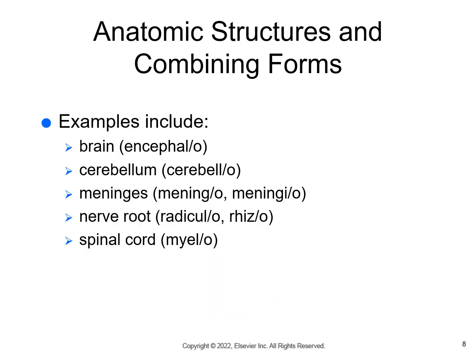Okay, some combining forms of this system include encephalo, which is brain, and cerebello, which means cerebellum. Meningio is the meninges, and radiculo and rhizo is nerve root, and myelo is spinal cord. And we also had another term that means myelo, and that was bone marrow.